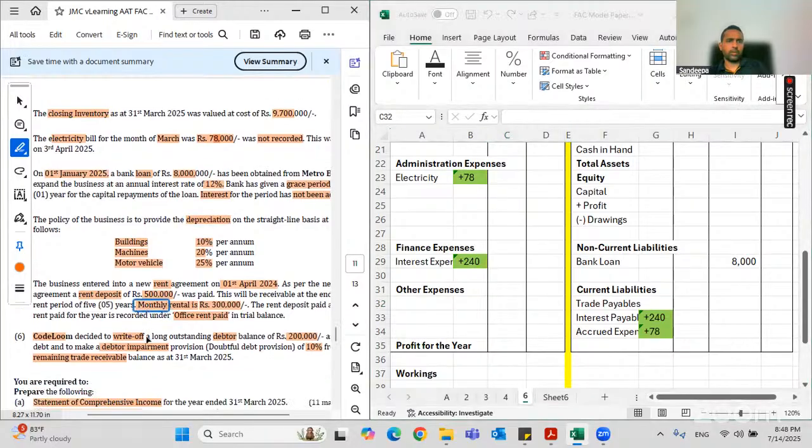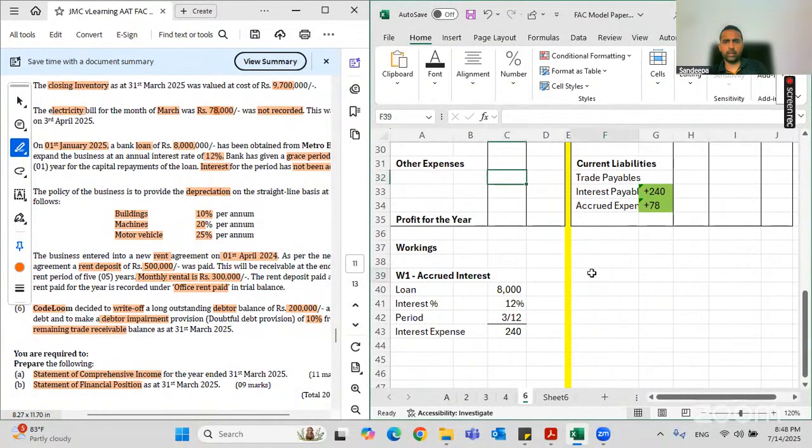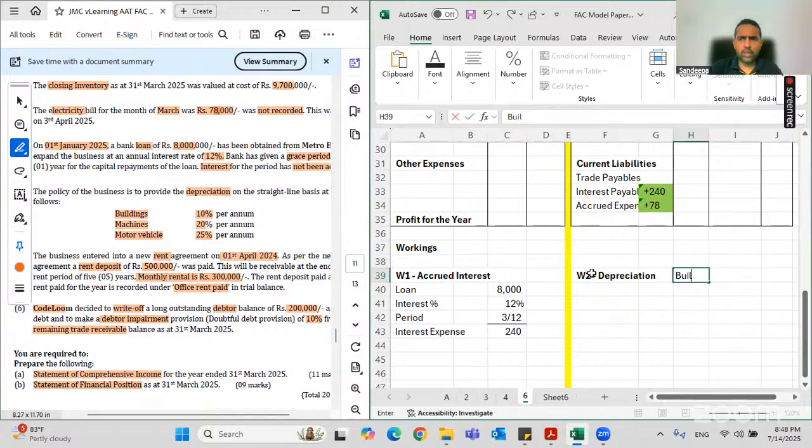Right. Next one, depreciation. For that, I have to do a working. So that will be working number 2, depreciation. There are 3 items now. One is the building, next one is the machine and motor vehicle. These are the 3 items. We'll take the cost of each item.